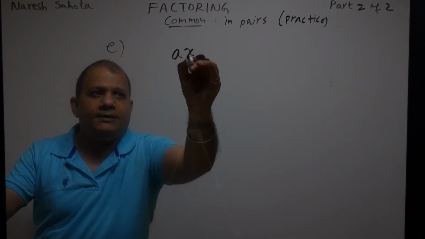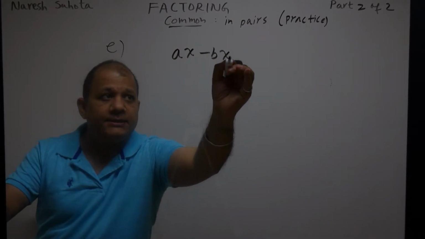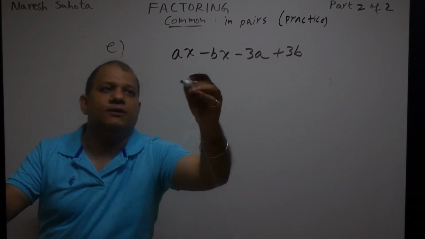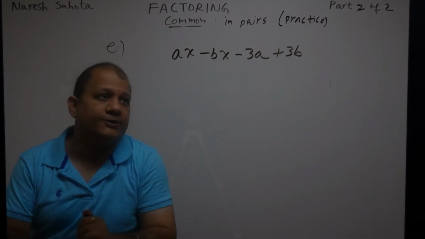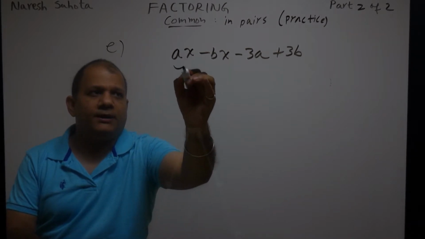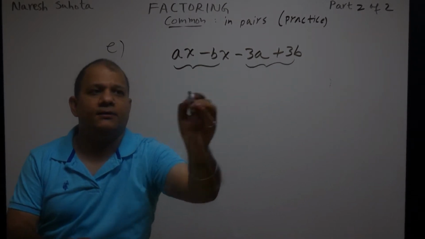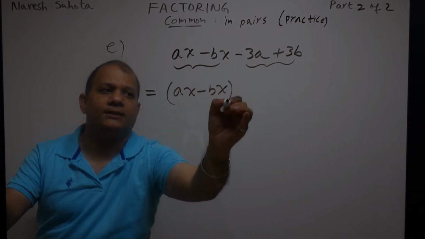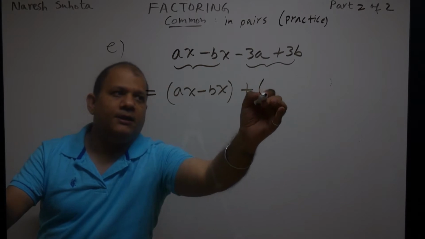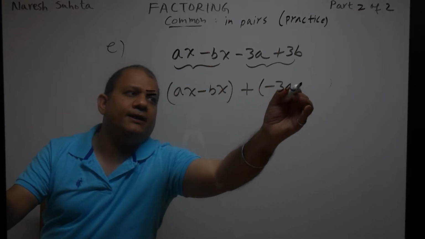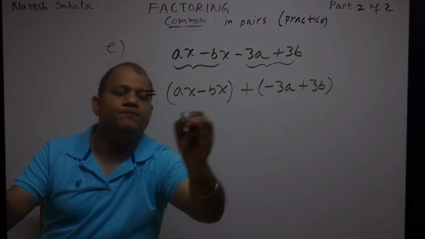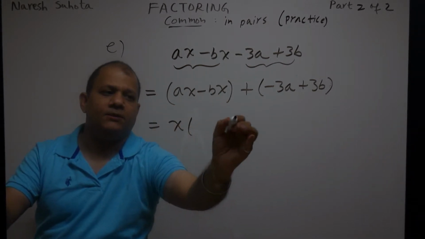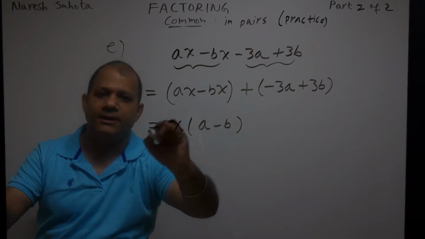Okay, so ax minus bx minus 3a plus 3b. So that's the question to factor. We're doing it by grouping, so I can group the first two and the last two. So ax minus bx in brackets, always have a plus here, and then in the second bracket you have negative 3a plus 3b. So let's common factor. The common factor here is x. We're left with a minus b.